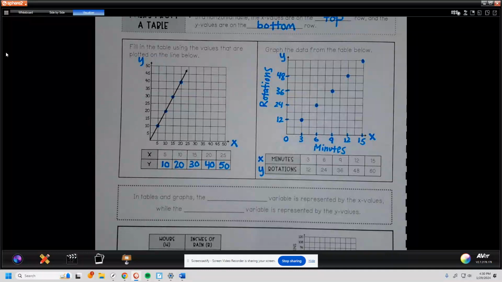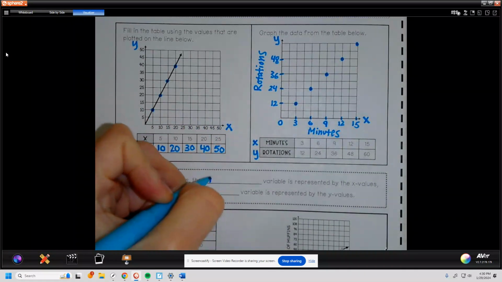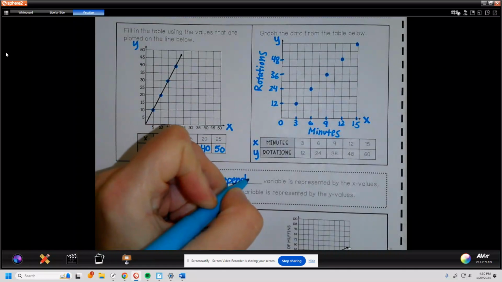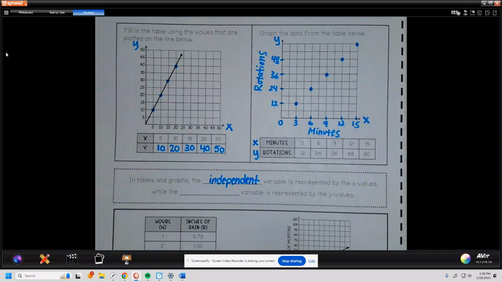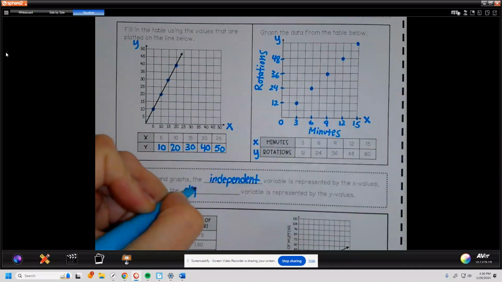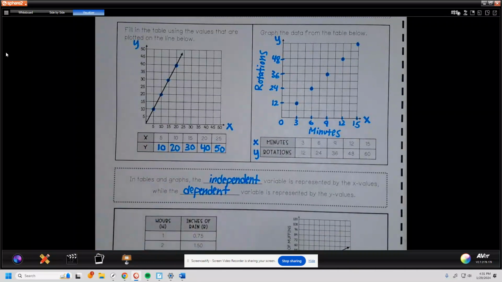All right, so next part. You guys definitely know about this from science, the independent and the dependent variables. So when you're looking at tables and graphs, the independent variables are always represented by the x values. So that means the dependent variables are represented by the y values.